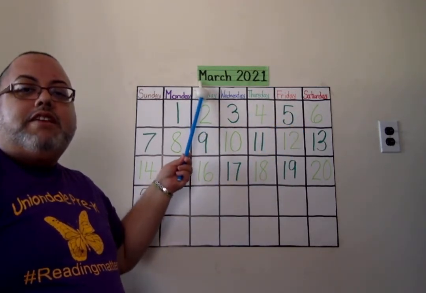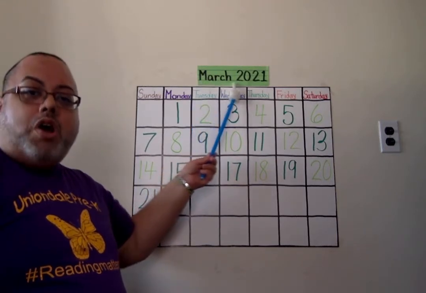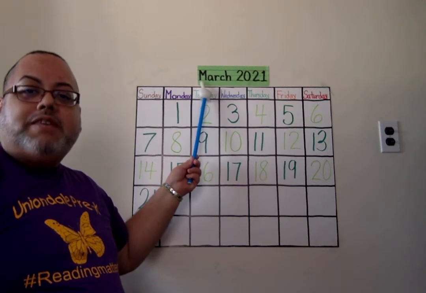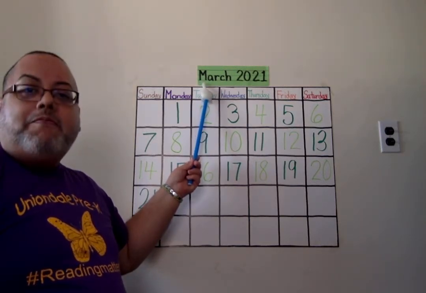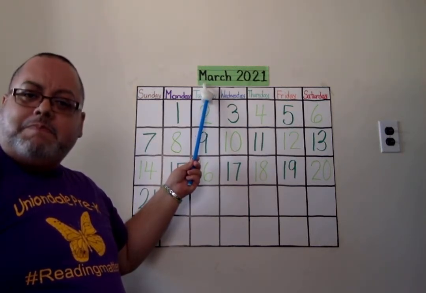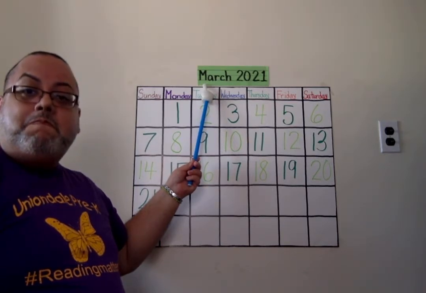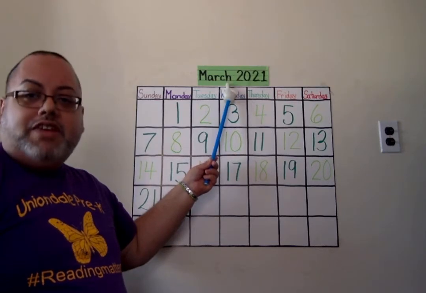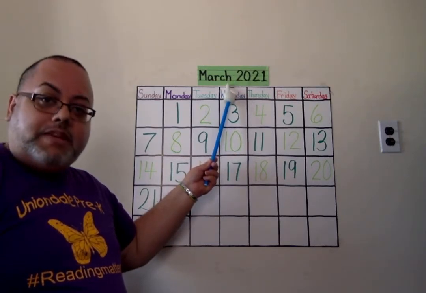What month are we in? March. Very good. What letter does March begin with? M. What sound does M make? What's the last letter in March? Very good. H. What sound does H make?